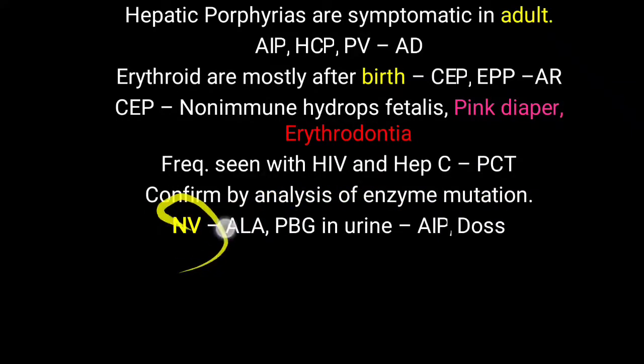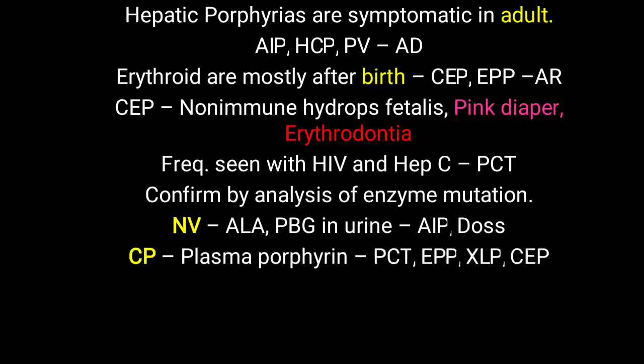Now further, suppose typically neurovascular symptoms are there, then you have to remember to check mostly ALA and PBG in the urine, because acute intermittent porphyria and ALA dehydratase deficiency porphyria give symptoms just like neurovascular, and they are not showing any cutaneous photosensitivity. In that case you can go with the ALA, meaning delta aminolevulinic acid, and PBG, porphobilinogen, level in the urine. If it is elevated, it will give a clue about whether it is AIP or the ALA dehydratase porphyria. Now for cutaneous photosensitivity, you have to remember that the plasma porphyrin level will be increased.